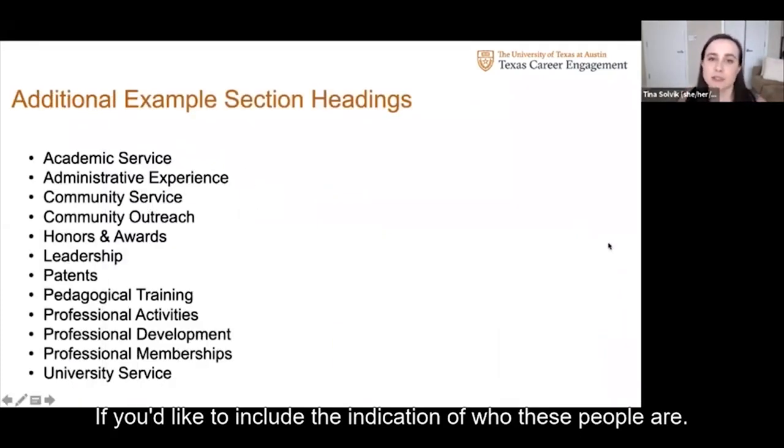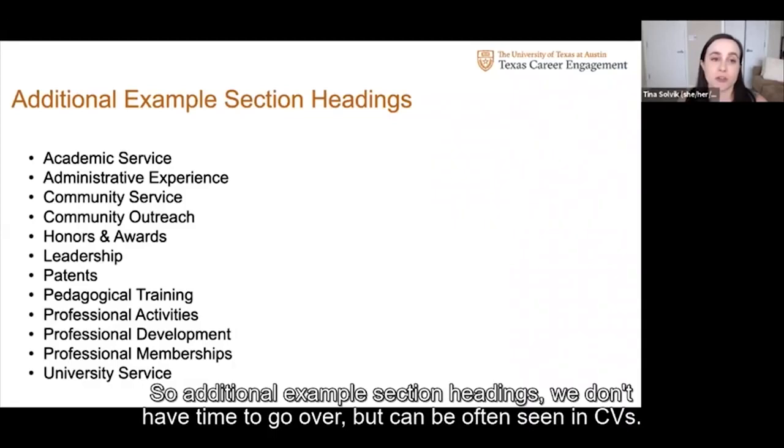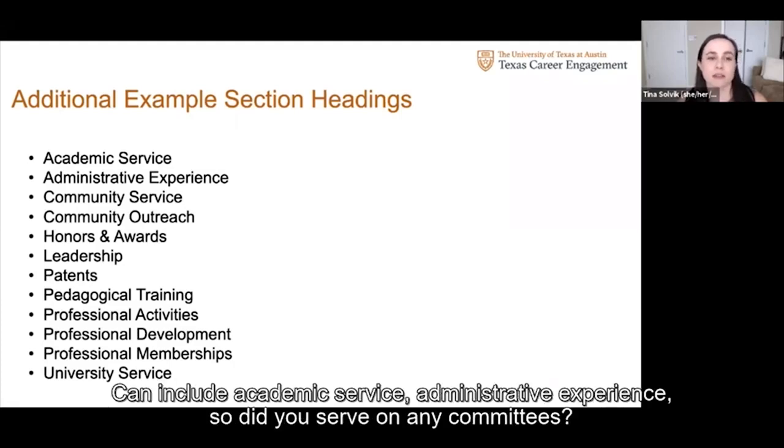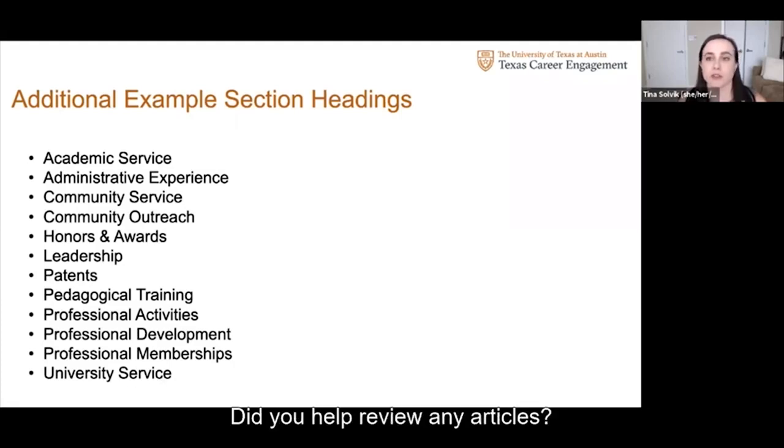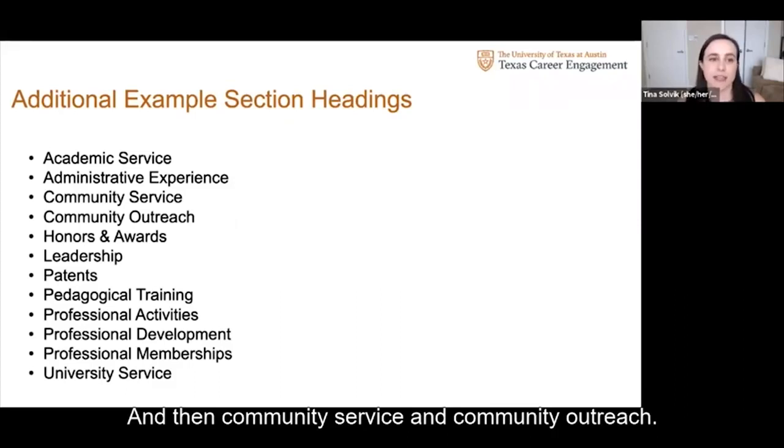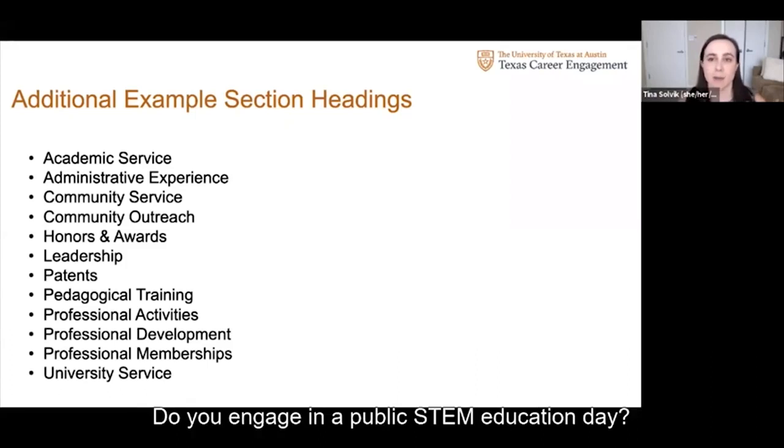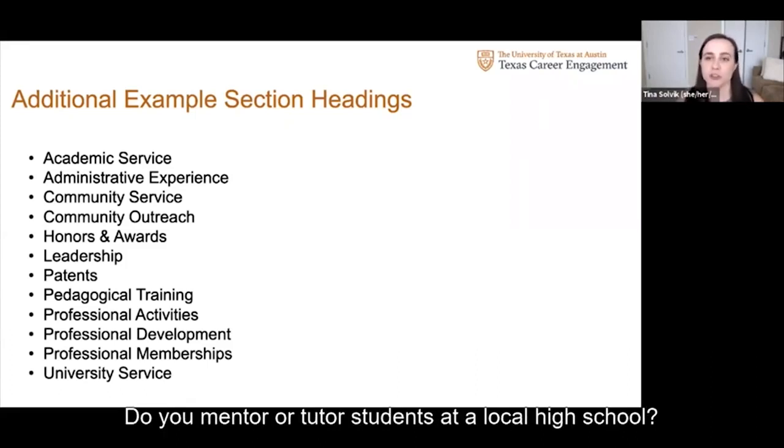So additional example section headings we don't have time to go over, but that can often be seen in CVs, can include academic service, administrative experience. So did you serve on any committees? Did you help review any articles? Are you on a committee for a national society? And then community service and community outreach. Do you engage in a public STEM education day? Do you mentor or tutor students at a local high school?